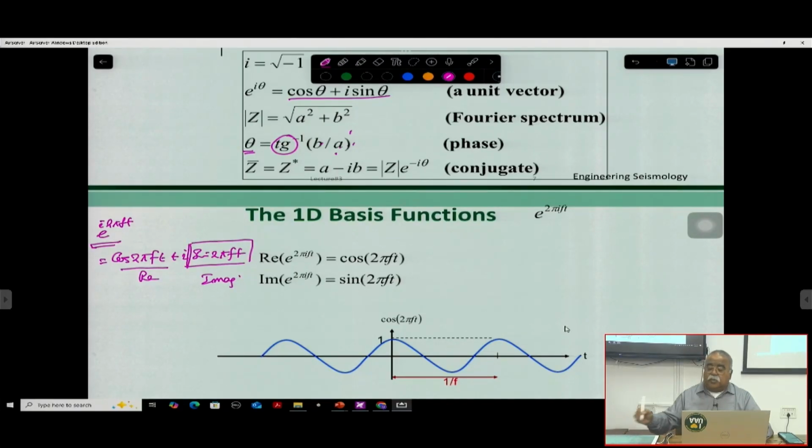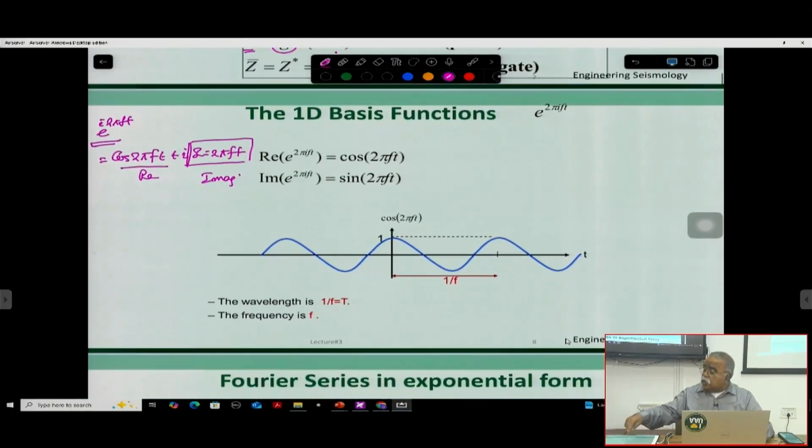So this will be a picture like this, and if you calculate the distance from peak to peak, that will be equal to your time period. Time period means 1 by frequency, right? So 1 by f. That distance will be equal to 1 by f, which is the wavelength, and this frequency is f.